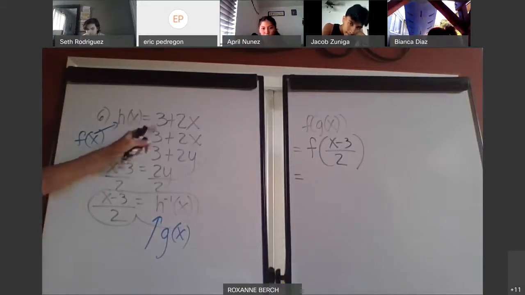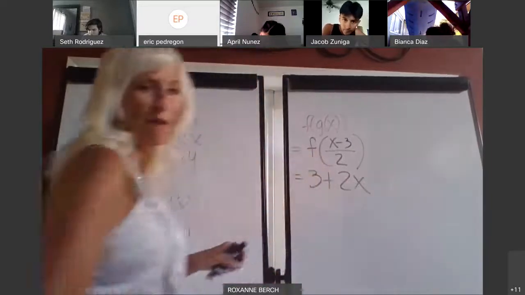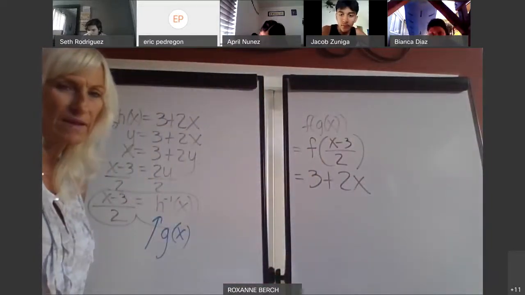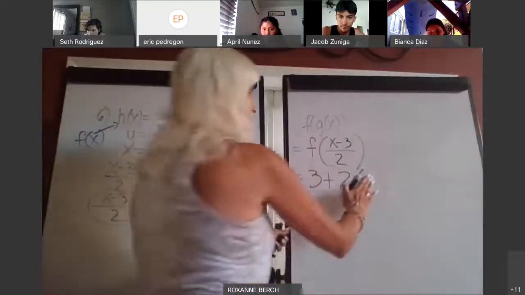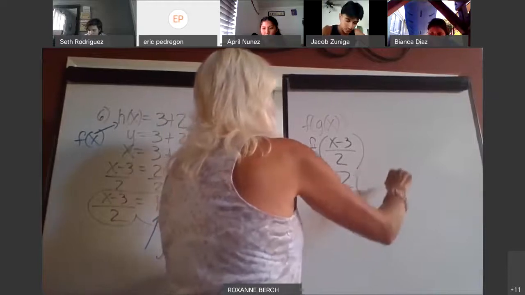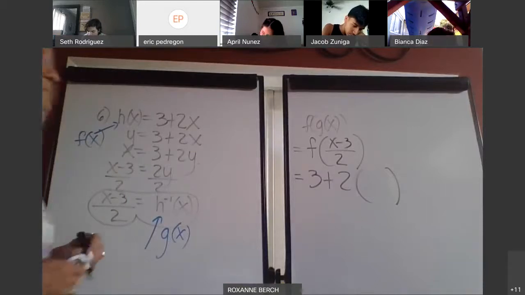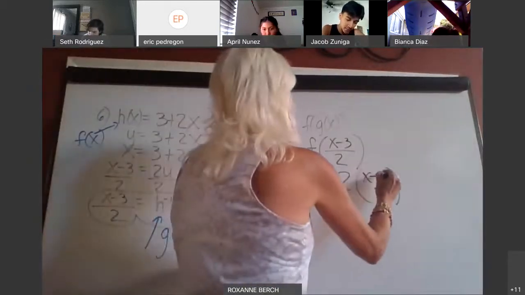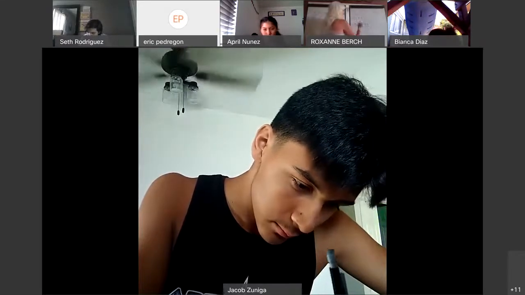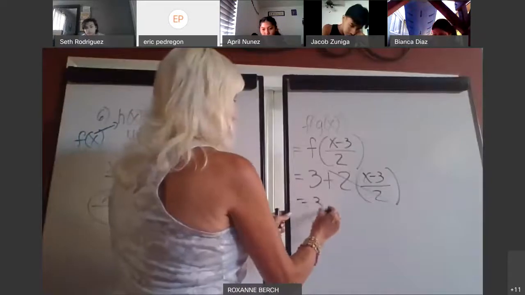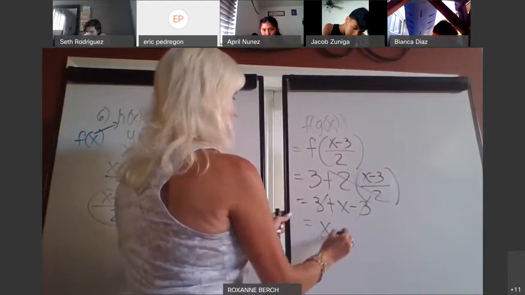So isn't this the F function? Jacob, I'm putting that there for you. Okay, thank you. Because now we're going to take it out, right? We're going to take it out and put the new x in. So what's the new x? Isn't it the x minus 3 over 2? And so since you're multiplying fractions, those cancel. And you get 3 plus x minus 3, which is x.